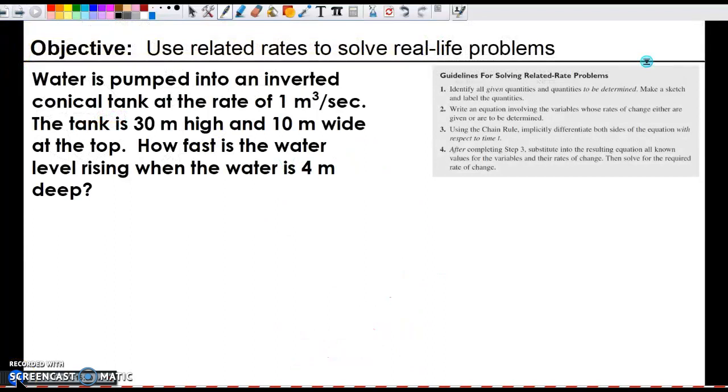Water is pumped into an inverted conical tank at the rate of 1 meters cubed per second. There's that meters cubed again. You should notice that that's volume, so this is going to be dV/dt. We're going to need that later.